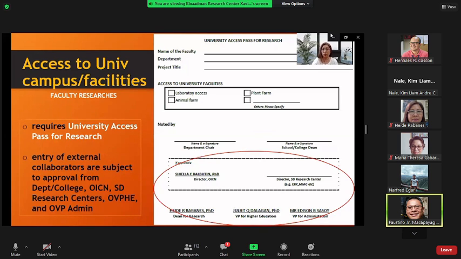Collaborators who would want to go inside the university premises are subject to approval from the department or the college and, if applicable, also the OICN, the Office of International Cooperation and Networking. Or, if applicable, the Social Development Research Center, with permission coming from the Office of the Vice President for Higher Education as well as the Office of the Vice President for Administration.